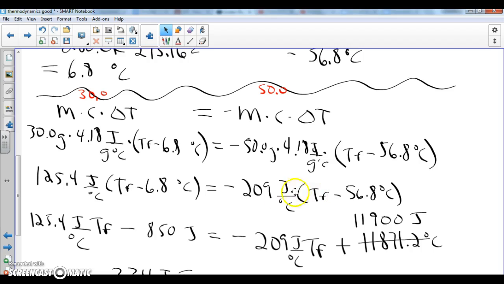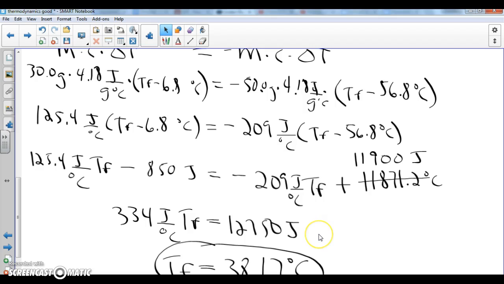Negative, I'm going to distribute that through those two pieces again. 209 joules per degree Celsius TF plus, now, the answer in my calculator is 11871.2 joules. But, because of sig fig rules, I'm multiplying, I can only have 3 sig figs, so I went ahead and rounded it to 11900 joules. Alright.